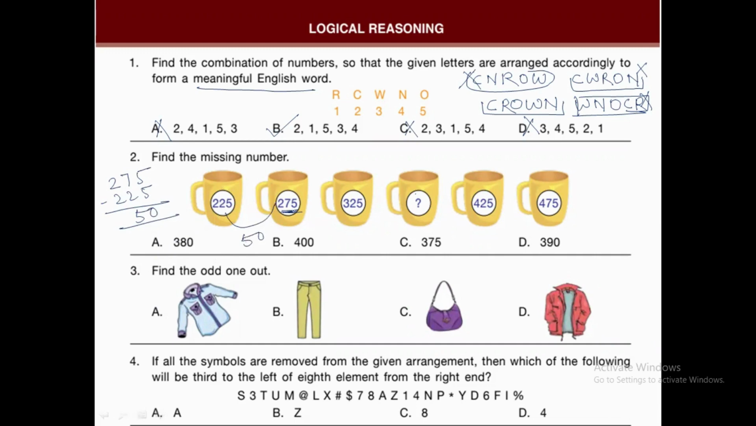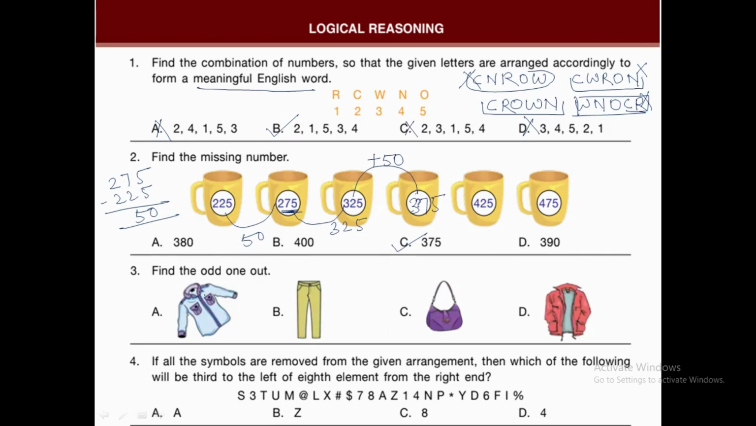Now 275, and if we add 50 to this number, we will get 325, correct? So what we are supposed to do here is again add 50, and when we add 50 to 325, we will get 375. So what will be our correct answer? 375 will be our correct answer. Understood?